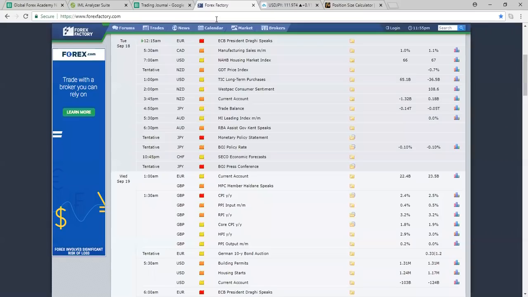But on Forex Factory, Euro is the only red folder that we have. So if you have a red high impact folder, you just want to avoid trading that pair 1 hour before the news and 1 hour after, okay? So it's 12:45 our time.